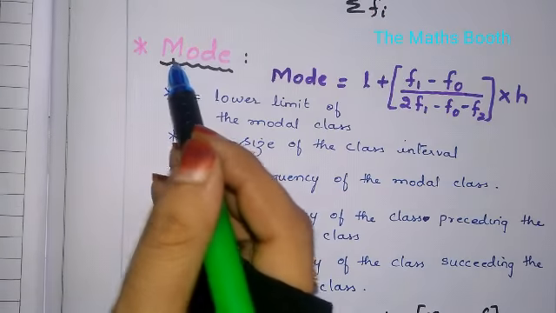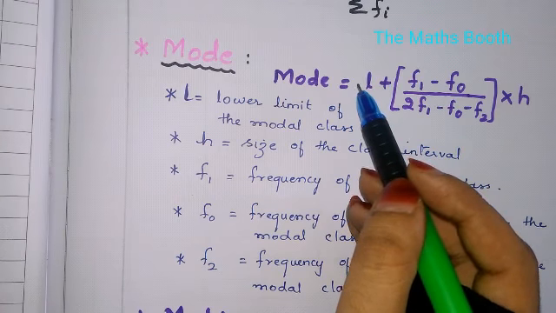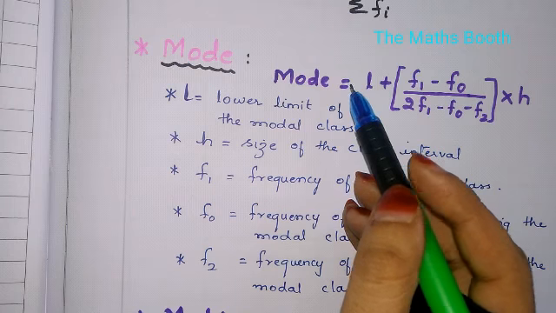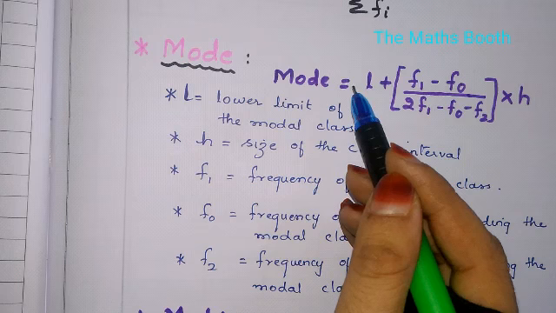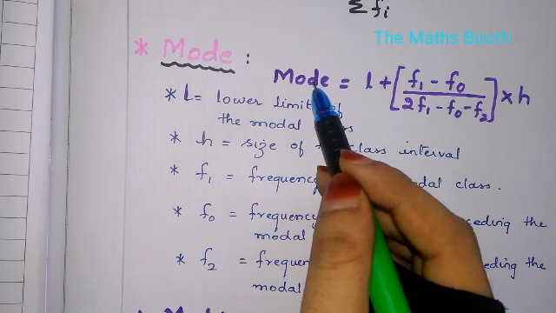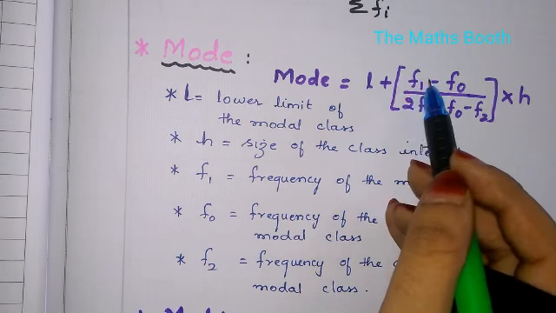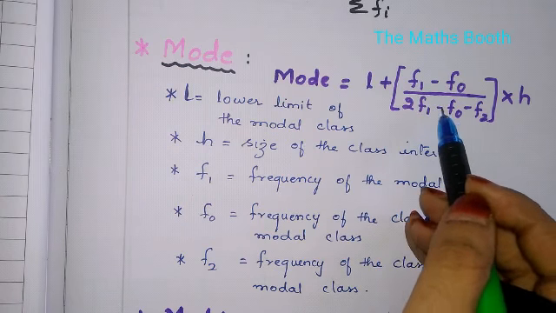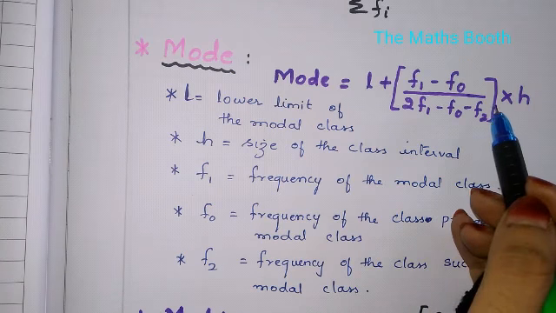And the next is mode. Mode is nothing but, we have learned in previous classes, the occurrence of repeated frequency is nothing but mode, we have learned in 9th standard. But here they have given a formula to find mode. Mode is equal to L plus, bracket, f1 minus f0 upon 2f1 minus f0 minus f2, into h. This is the mode formula.